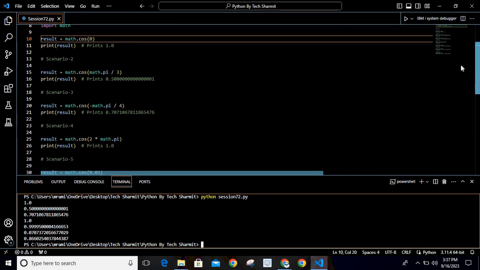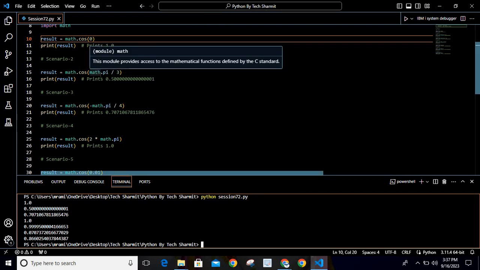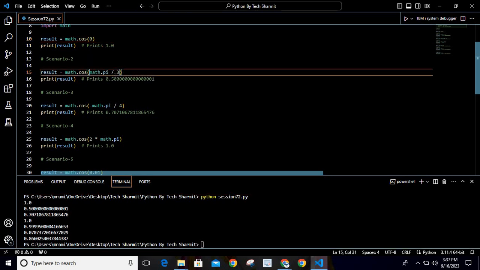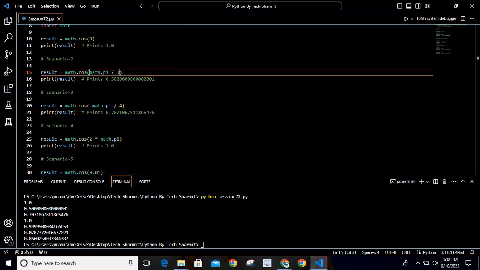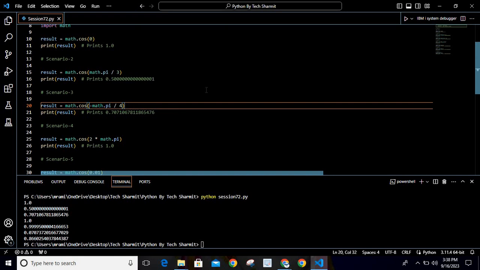Now look at the second scenario. In the second scenario, we are using the same function, but on a value which is coming from another function, which is math.pi. Firstly it will calculate the pi value from math.pi, and then that value will be divided by 3 in order to get the value for which we want to calculate the cosine of angle. The equivalent value for this scenario is 0.7071 something.